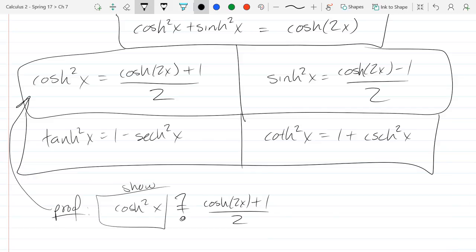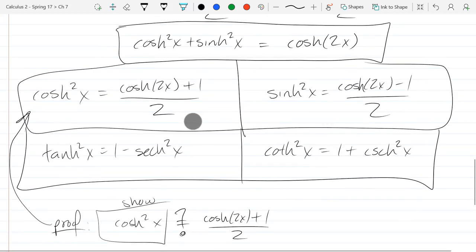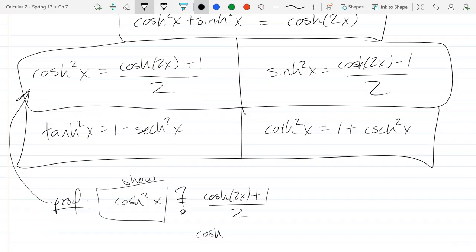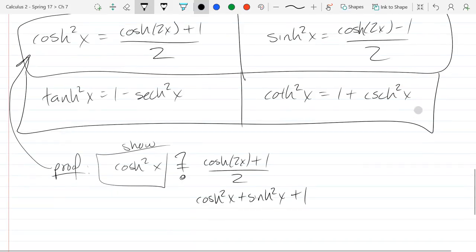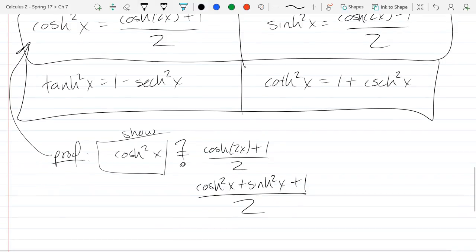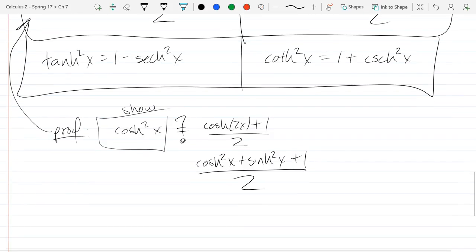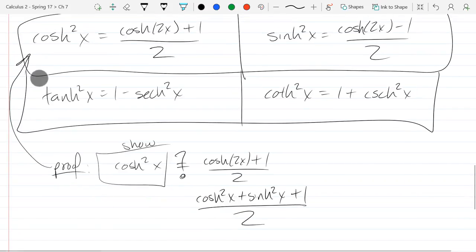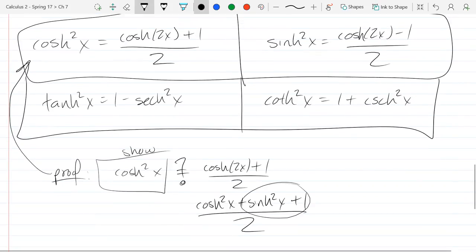So put the left side away. We're going to only work on the right side, and we got cosh squared x plus sinh squared x plus 1 over 2. So this looks sort of promising, except a lot of this stuff's going to have to disappear. So I'll circle the bad stuff. I don't want that stuff there. Sinh squared x plus 1. So I need some identities to get rid of that.